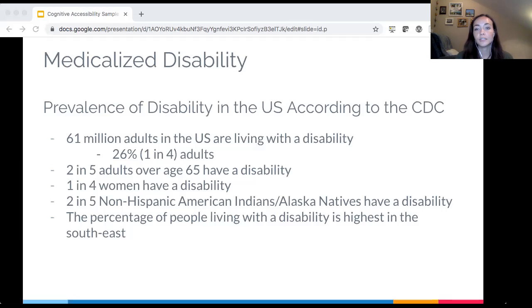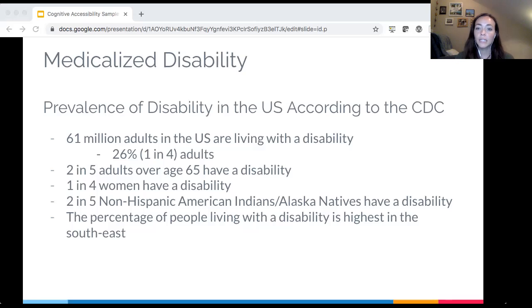In the US, there are currently 61 million adults living with a disability. That's roughly 26% or 1 in 4 adults in the US alone. I've added some other demographics on this slide as well, just so that you can see the intersectionality of different identities that correspond with disability. For example, 2 in 5 non-Hispanic American Indians or Alaskan Natives have a disability.